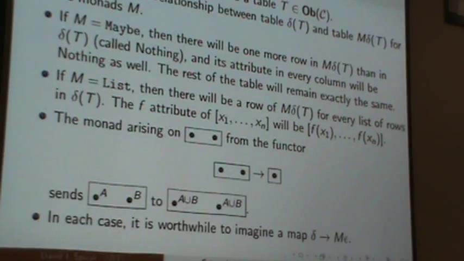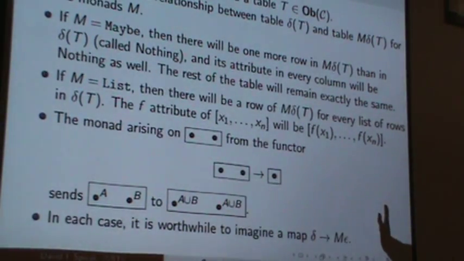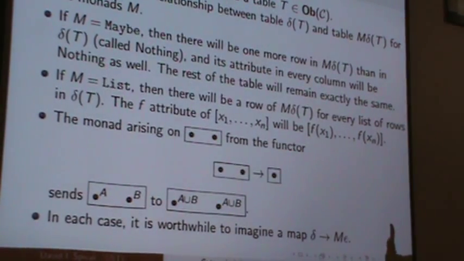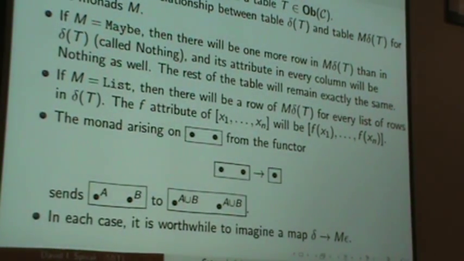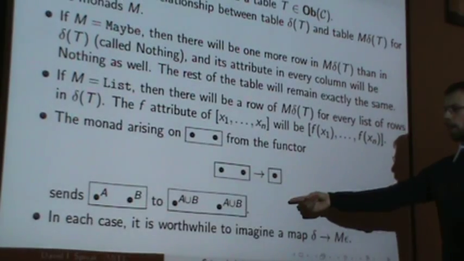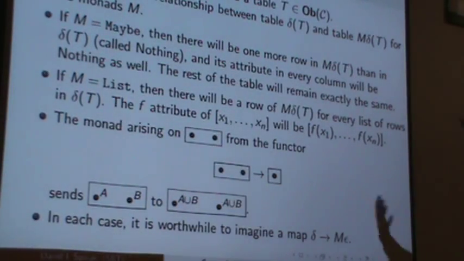Or in maybe, it'll be I have a database state and you have a database state and every row in mine goes to a row in yours, but I'm allowed to send something to nothing if I want to. And in this one it would say I have sets A and B, you have sets X and Y. I know that A goes to X or Y, I'm not sure which, I know that B goes to X or Y.